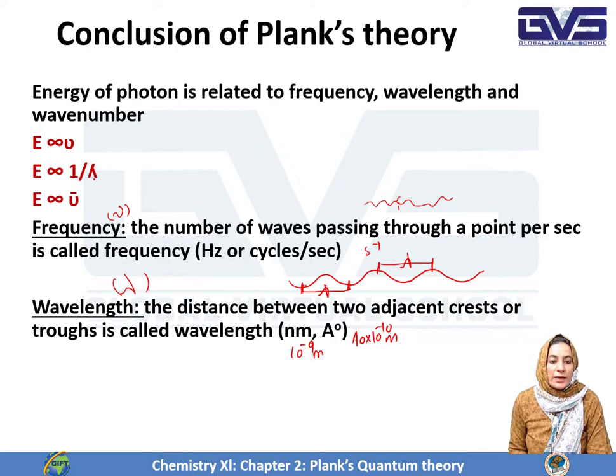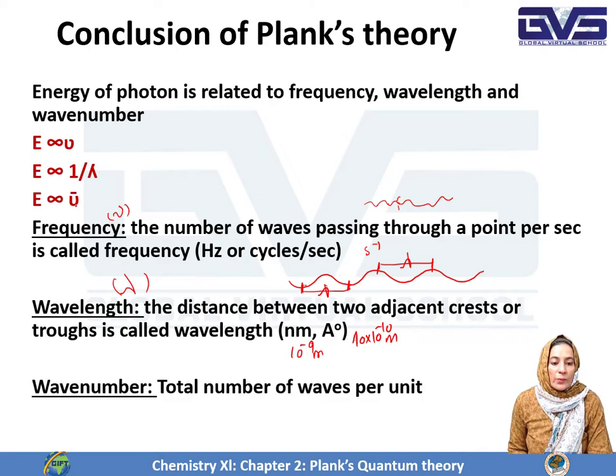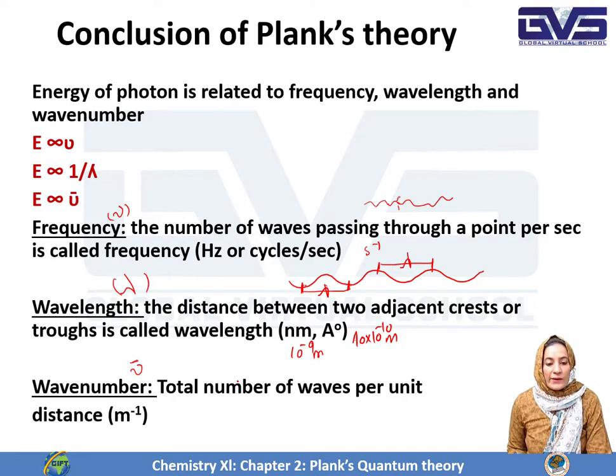The third one is nu bar, or wave number. The wave number symbol is nu bar, like frequency with a bar on top. This is the total number of waves per unit distance. Let's suppose you have a distance of 1 meter, and the total number of waves in that distance is called the wave number.